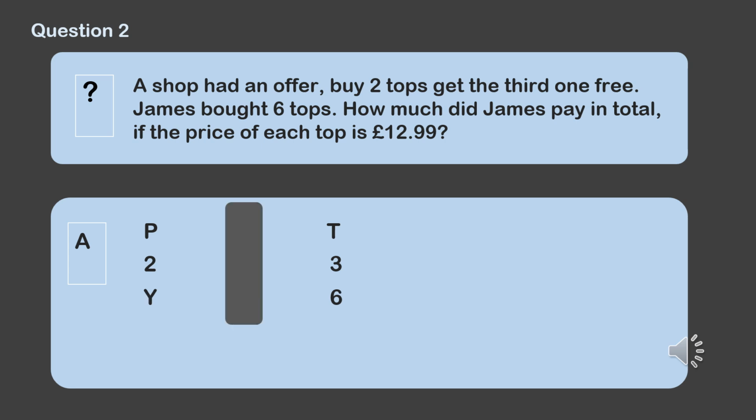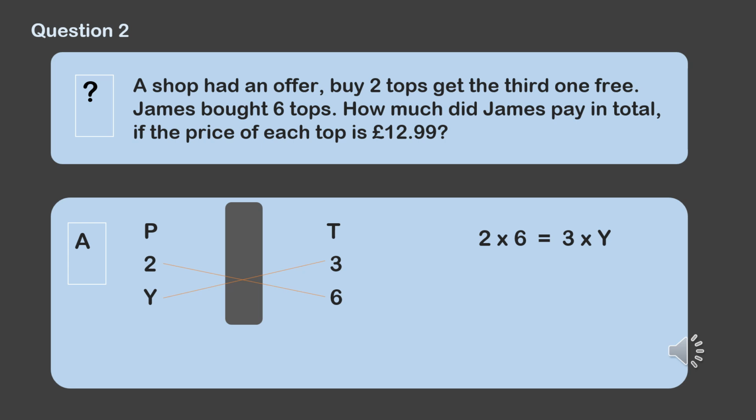If I find the number of tops that he bought, I can easily find the total price that he paid for these tops. So in this question, I'm looking for the ratio between the number of tops that he paid for and the total number of tops that he ended up with. For every 2 tops that he pays for, he gets 3 in total. If James has 6 in total, then how many tops does he have to pay for? I would use Y to represent this missing information. You can use any letter you wish to represent this information.